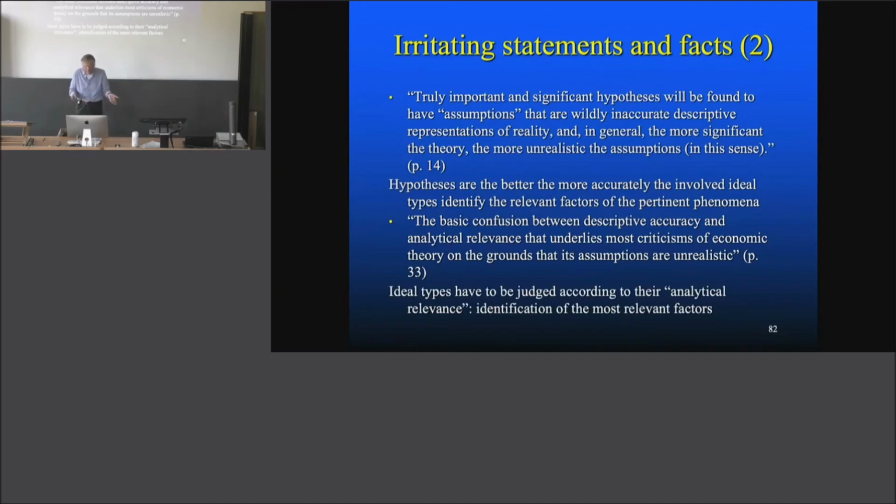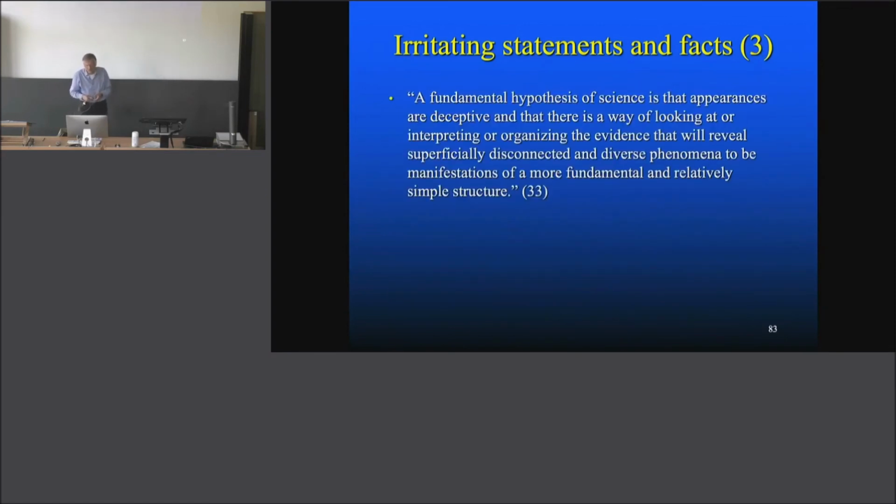Ideal types have to be judged according to analytic relevance, the identification of the most relevant factors. That's the analytic relevance, right? Analytically relevant is if you look at a situation that's messy and then you find out, wait a minute, there are three really important causal factors that really determine, in principle, all that's happening. That's the idea, and that is what analytic relevance is, and that is what ideal types exactly do. They isolate what's relevant there, the causally relevant.